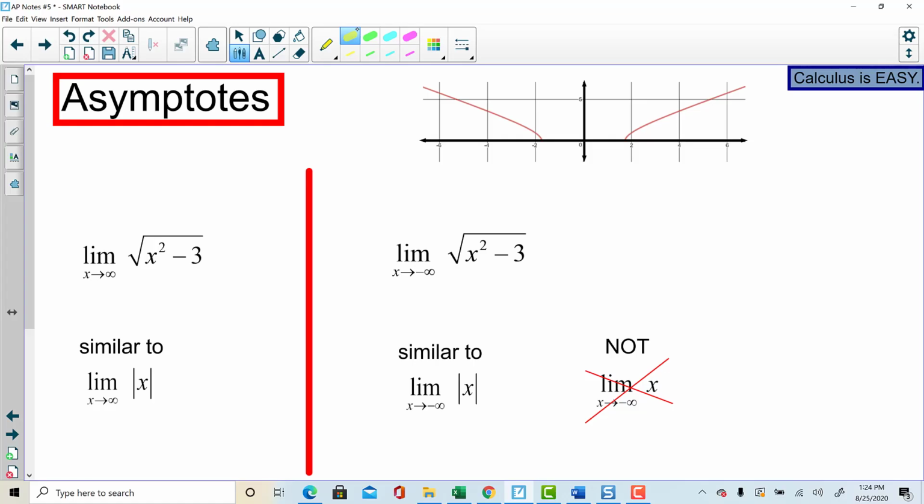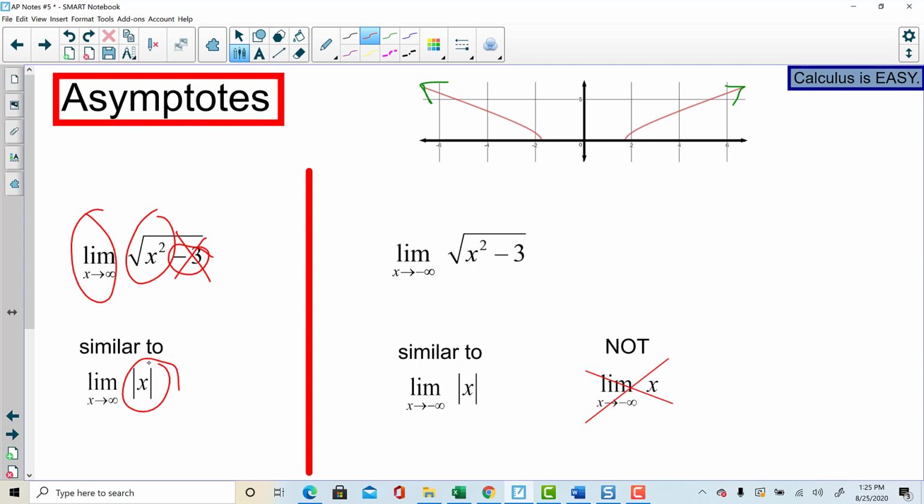Okay, here's kind of a weird function. Square root of x squared minus 3. The graph is over here, it goes to the right, it goes to the left. I'll put some arrows on it. Okay, when we're doing the limit as x goes to infinity, we're going to ignore the small stuff, so ignore the minus 3. So we kind of just have the square root of x squared. And we talked about how that always has to be positive. So the way to make it positive is put the absolute value around it.